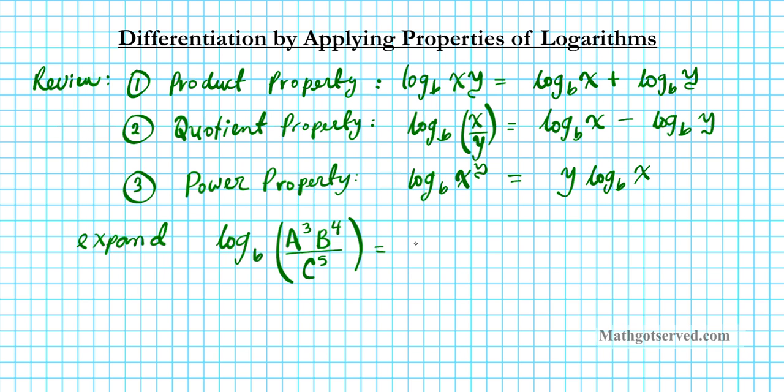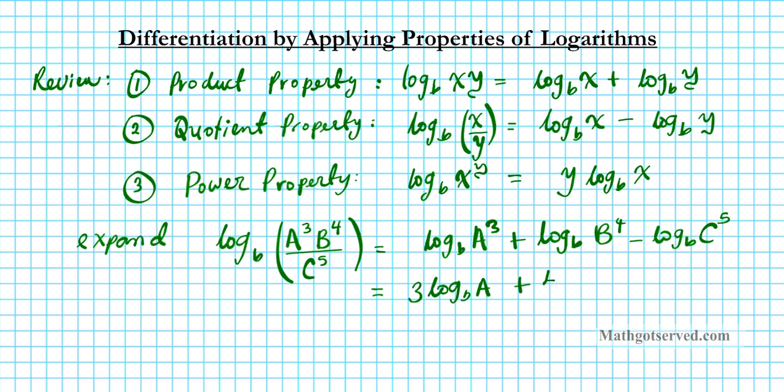Writing this in expanded form, applying the quotient and product properties first, I'm going to have log base b of A to the third plus log base b of B to the fourth, applying the product property to the numerator, and then for the denominator, minus log base b of C to the fifth. Now I can apply the power property and bring down all the powers of the arguments of the logarithmic expressions. So we're going to have 3 log base b of A plus 4 log base b of B minus 5 log base b of C. That's a real quick review of the properties of logarithms.